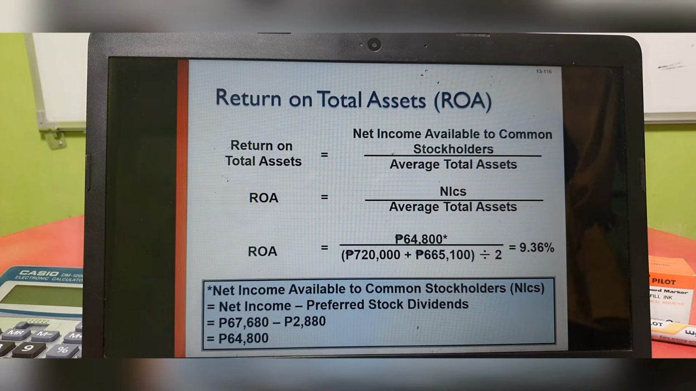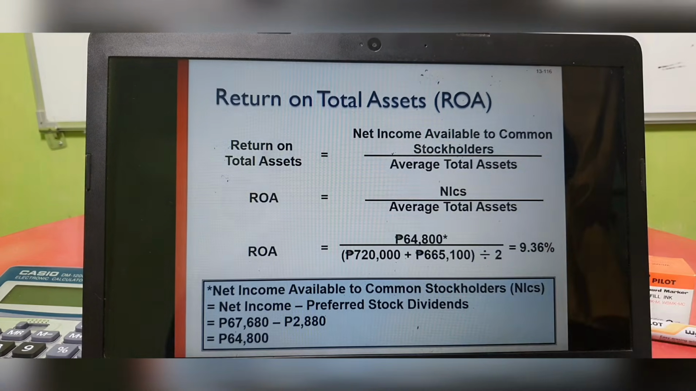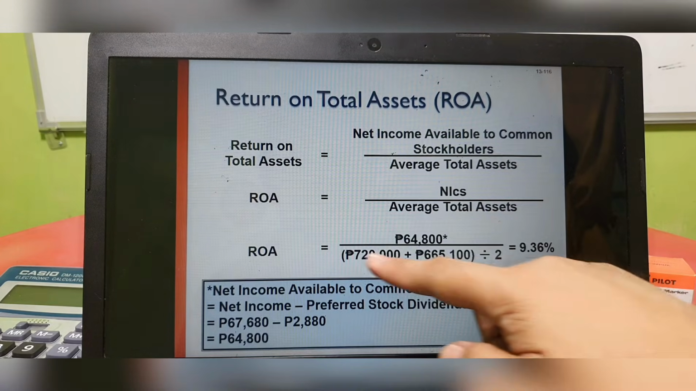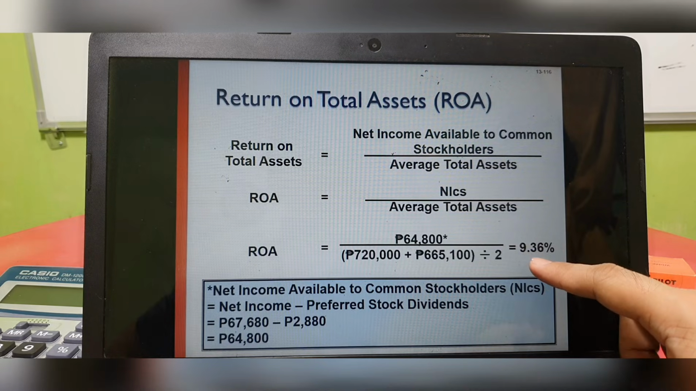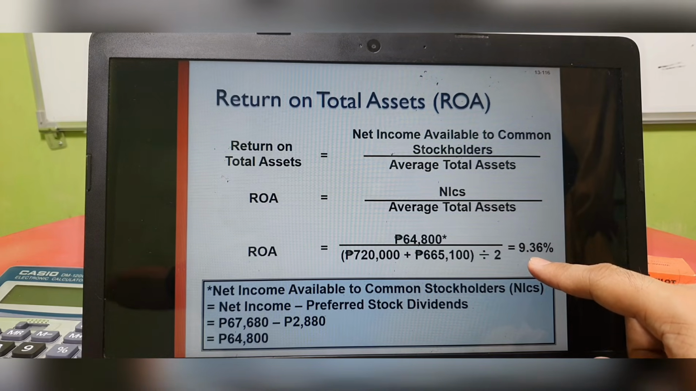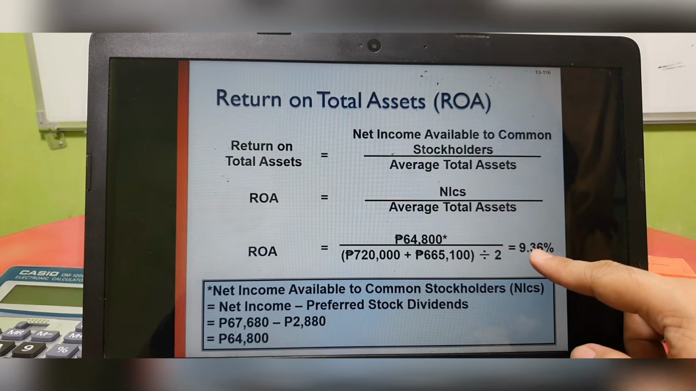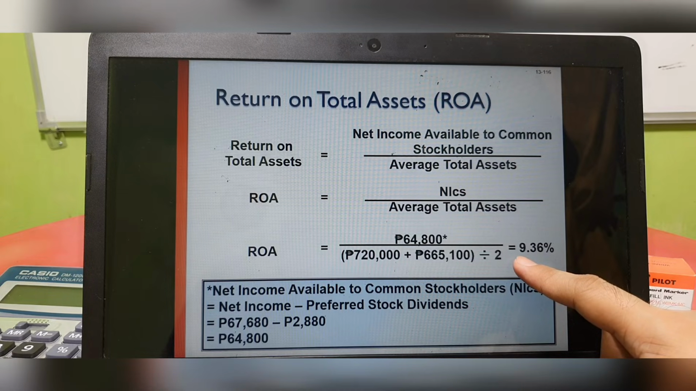Return on total assets. So, NICS pa rin yan over total assets. Pero, we have to consider the average total assets. So, 64,800, yung NICS na nakuha natin kanina, ito pa rin yung computation natin. And then, this is the average total assets. So, ang ROA or return on asset natin ay 9.36%. Okay? ROA, if you remember, siya rin si ROI, Return on Investment.